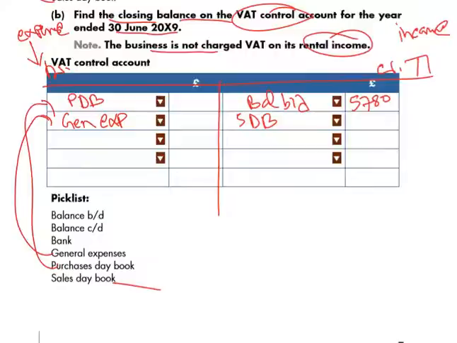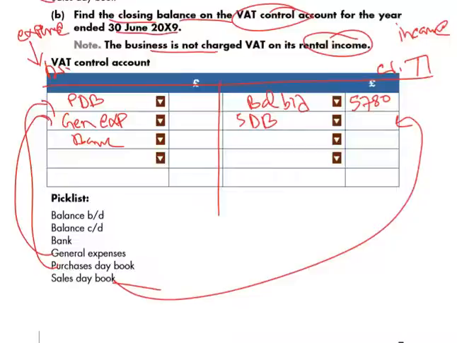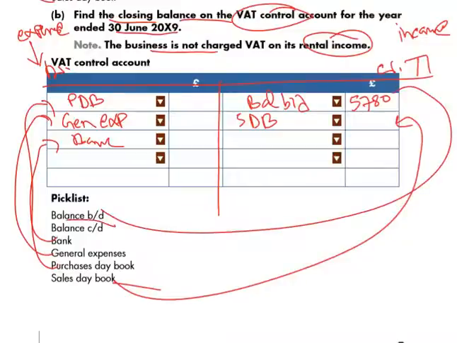Purchase day book taken there. Sales day book taken here. And if we have paid some VAT, I remember I've checked it out, so that should go there. What else? Anything else? I don't see anything else. Balance BD already taken, so only CD is left, and that's what we are looking for.